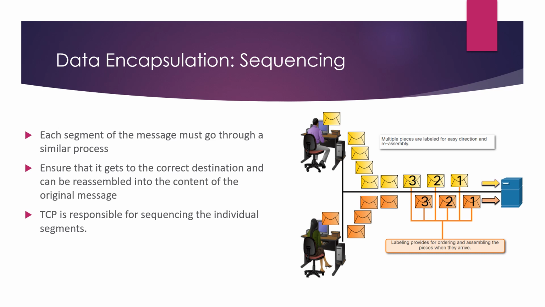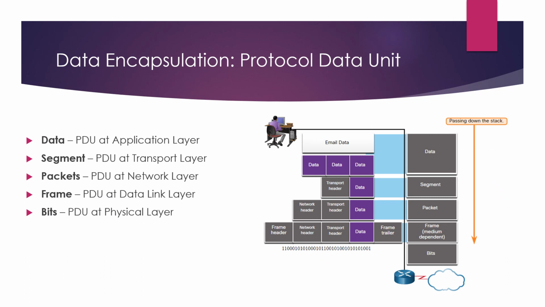So, who is responsible for sequencing the individual segments? In this case, the TCP protocol is responsible for that, and TCP is a protocol at the transport level. We will see that as the application data is passed down the protocol stack on its way to be transmitted across the network media, various protocol information will be added at each level. This process is known as the encapsulation process, and it is explained in this figure.